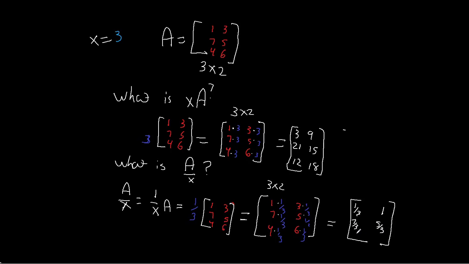4 times a third is going to be 4 over 3. And 6 times a third is going to be 2. Okay, so that's how you divide by a scalar. You just multiply by its inverse. Hopefully that makes sense, because we're going to look at another example.